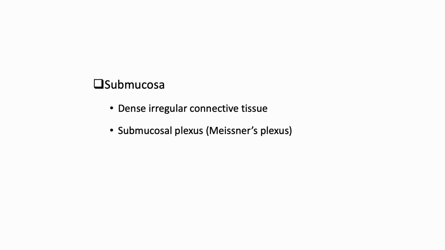The submucosa consists of dense irregular connective tissue that contains the larger blood and lymphatic vessels, nerve fibers and ganglion cells. The nerve fibers and ganglion cells make up the submucosal plexus, that is the Meissner's plexus.